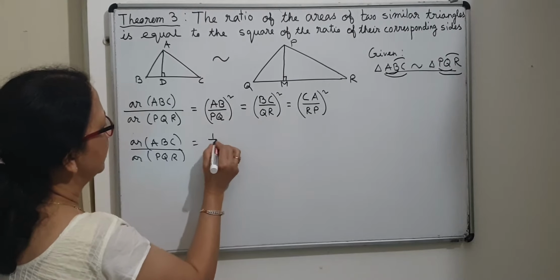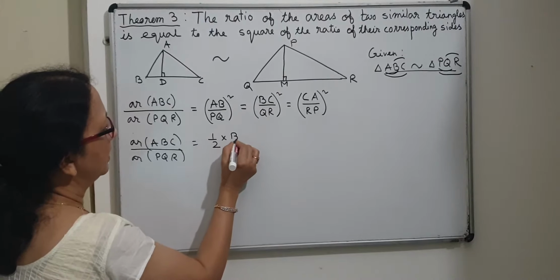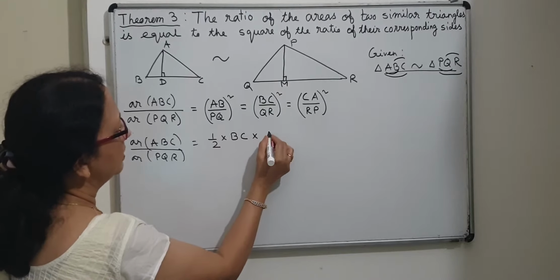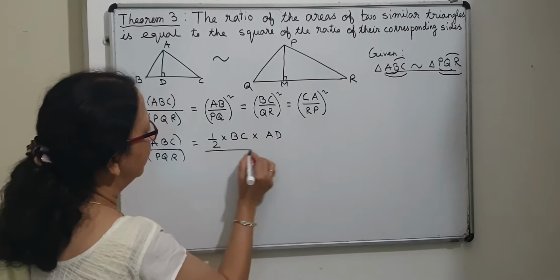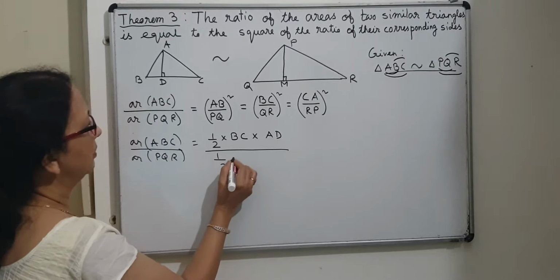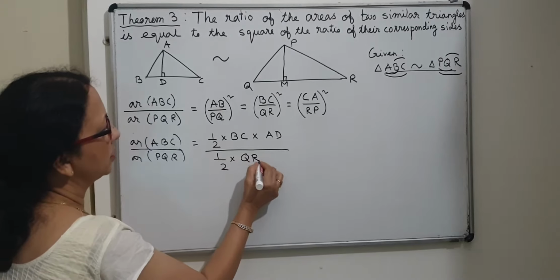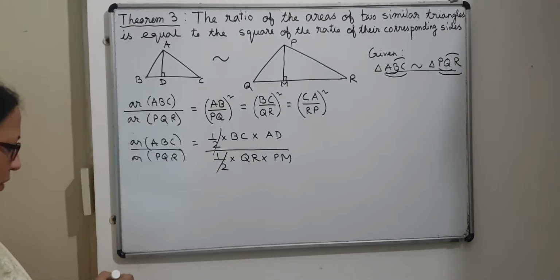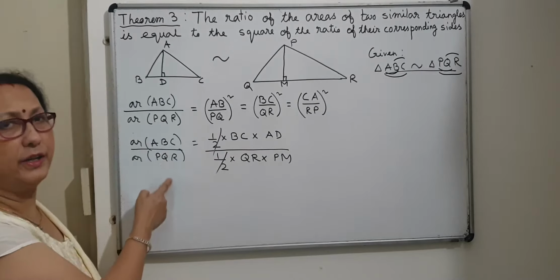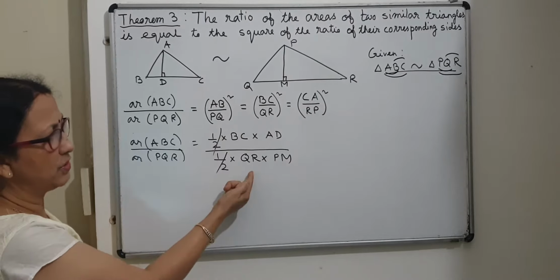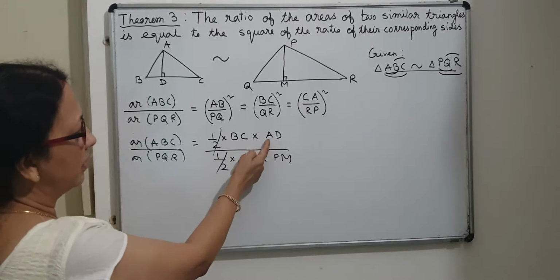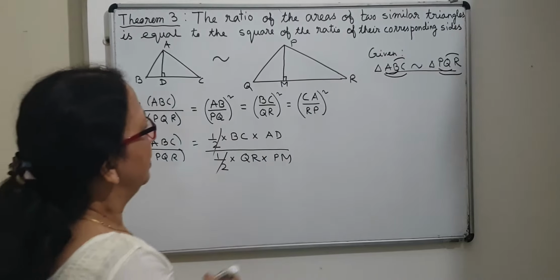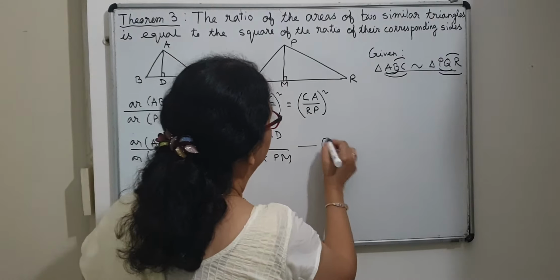So half base into altitude. BC is the base, and the altitude is AD for this triangle. And similarly for triangle PQR, I have taken QR to be the base, so PM is the altitude. The half gets cancelled. So the ratio of the areas of these two triangles is the ratio of these two sides, BC by QR, and this, AD by PM. Let us mark it 1.